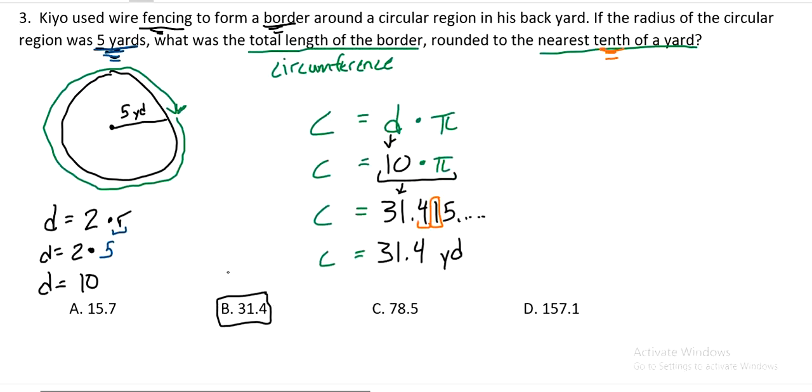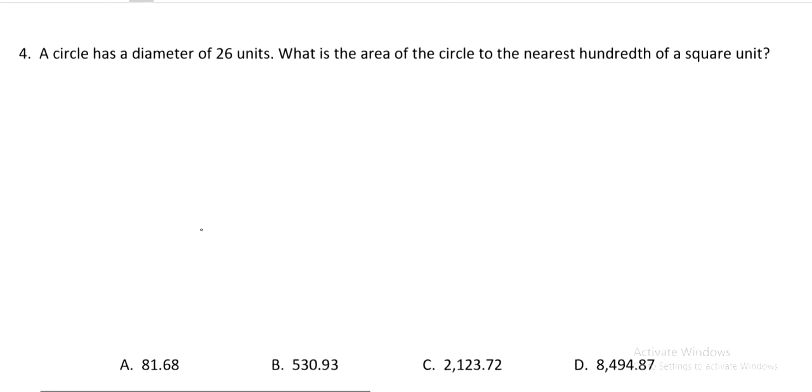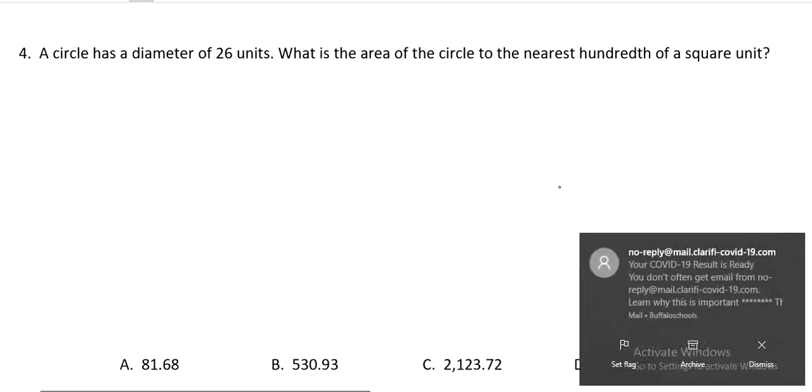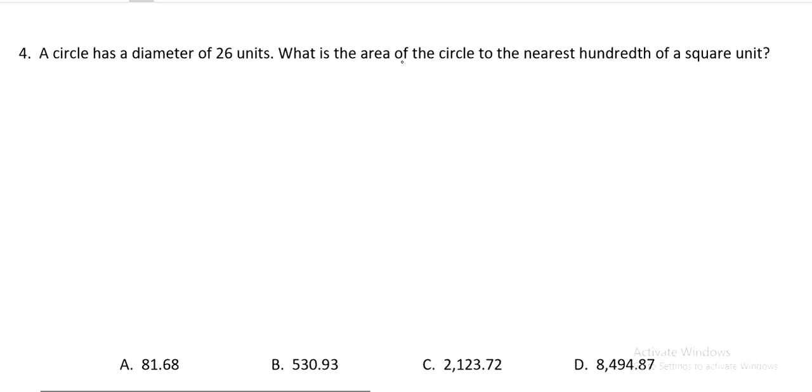So choice B. All right, on to number 4. It says a circle has a diameter of 26 units. What is the area of the circle to the nearest hundredth of a square unit? In this one, we're talking about area. First time we're really talking about area.